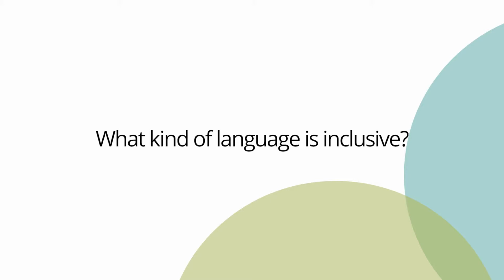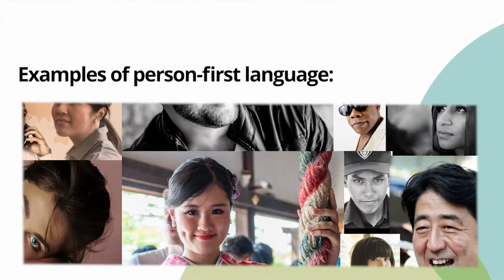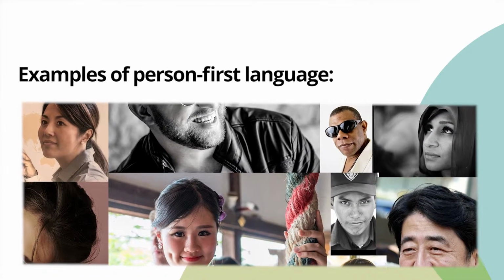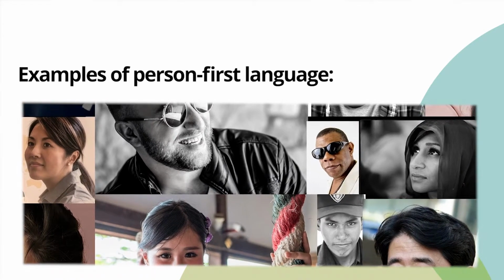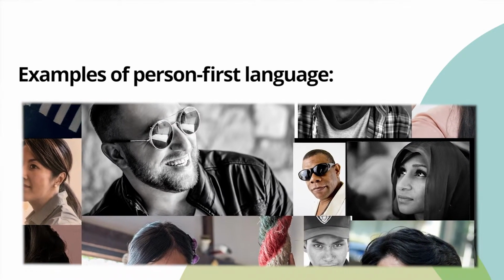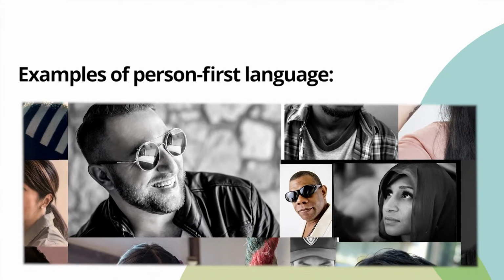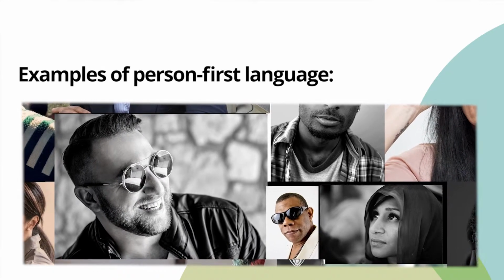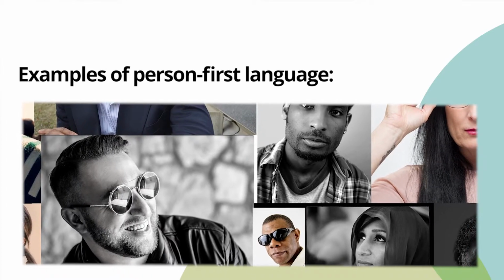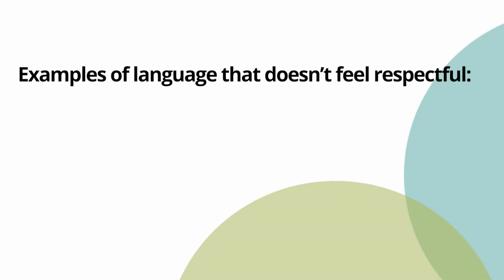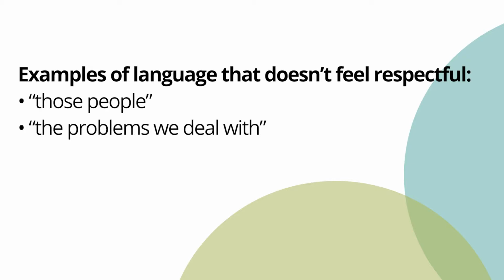What kind of language is inclusive? Person-first language is respectful and eliminates generalizations and stereotypes by focusing on the person rather than the label. Examples of person-first language: a person or people on the autism spectrum, a person who exhibits the symptoms of schizophrenia, people with disabilities, or people of varied abilities. Examples of language that doesn't feel respectful: those people, the problems we deal with.